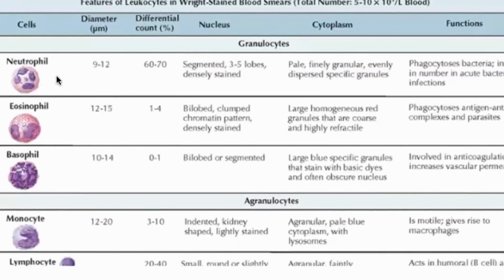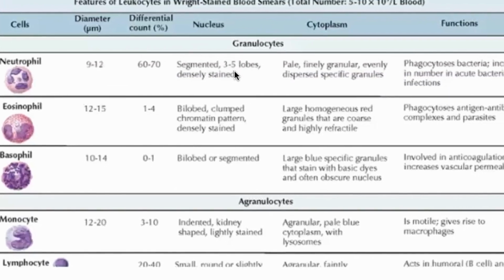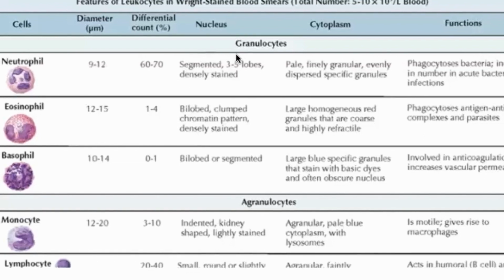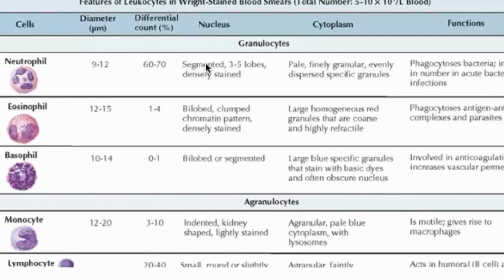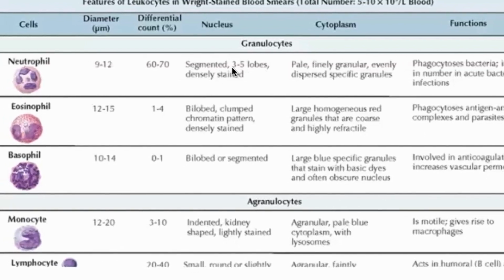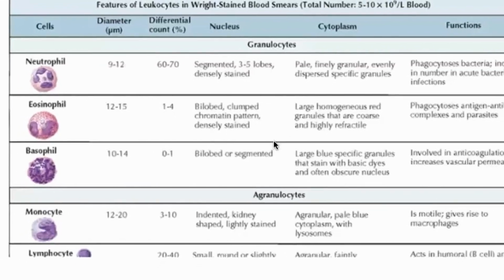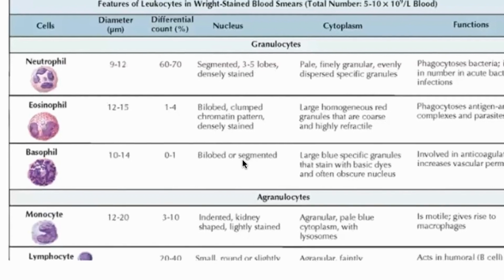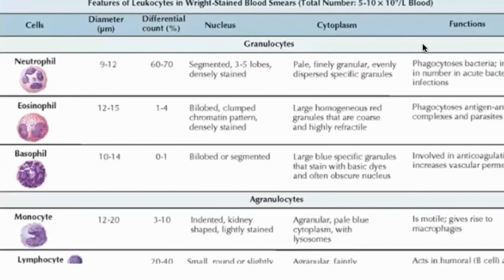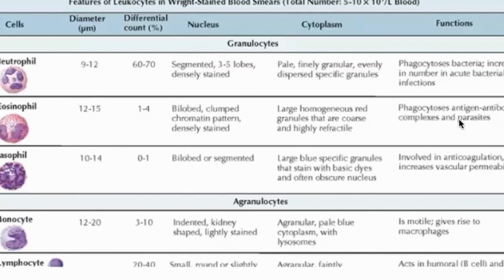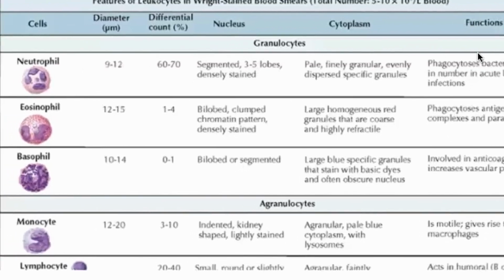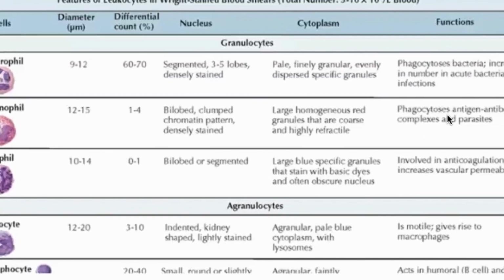So for example, the neutrophil, remember we talked about the polymorphonuclear neutrophil. This is basically what we're talking about now. It's segmented with up to 3 to 5 lobes. Eosinophil can have 2 lobes, bilobed. Basophil can be bilobed as well. In terms of the phagocytes, we know the phagocytic ones: the neutrophils are phagocytic, eosinophils are phagocytic.